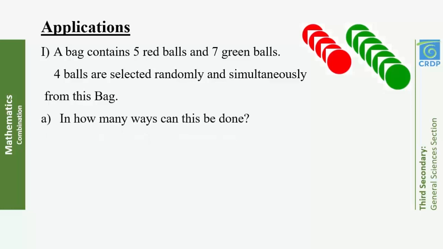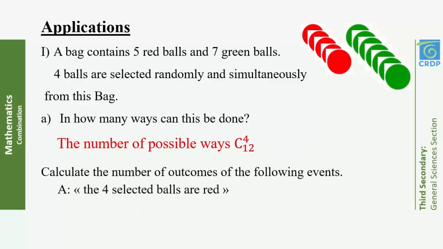So since this is a combination, I have to be selecting 4 items, but out of which total? How many balls are there in the bag? I have 12 balls. So the number of possible ways of selecting 4 out of them is a combination of 4 items out of 12, C(12,4) or 12 choose 4. If you want to calculate the number of outcomes of the following events, starting with the event: the 4 selected balls are red, my total number of items that are accepted is now 5 instead of 12, so it will be a combination of 4 out of 5.